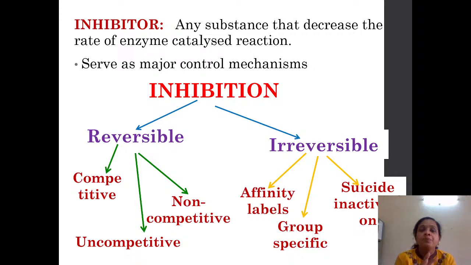Why do we use the word reversible? It means that when the inhibitor is removed from the medium, the reaction will continue. So it is not causing any damage to the enzyme. And in irreversible inhibition, the enzyme loses its structure and its function. Once that inhibitor enters, it will completely affect the enzyme in such a way that even though you remove the inhibitor, the reaction cannot proceed further. That is why we call it irreversible inhibition.